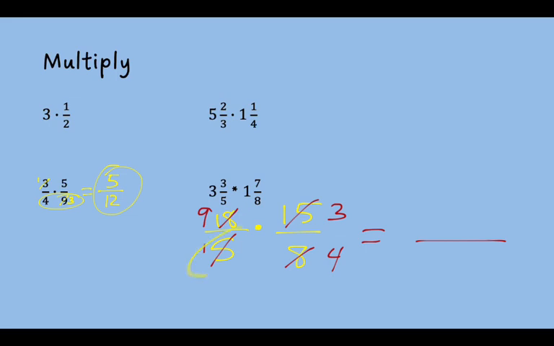And then right here, the 5 and the 15, I think I can reduce by taking 5 out of both of them, right? Right. So if I multiply these two, 9 and 3 makes how much? 27. And then I do these two, 1 and 4 make 4. Do I need to reduce the 27 over 4? It can't be reduced any, but you could make it a mixed number.